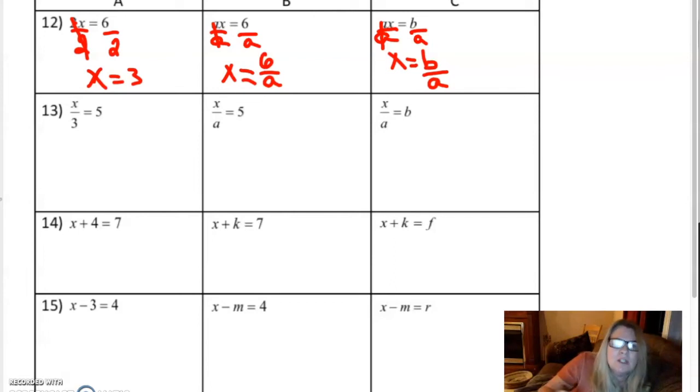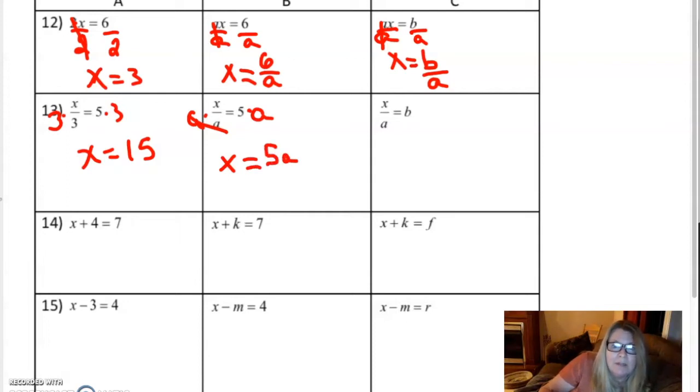Let's go down and do just a couple more real quick. If we look at this one, the x is divided by 3. We need to get rid of the 3. The inverse of division is multiplication, so we multiply both sides by 3. x is equal to 15. Moving over here, replace the number 3 with the letter a. Still it's being divided, so you're just going to multiply both sides to keep it balanced. The a divided by a leaves me an x. And 5 times a, we can't really calculate that. It's not numbers, but you're used to seeing it written as 5a.